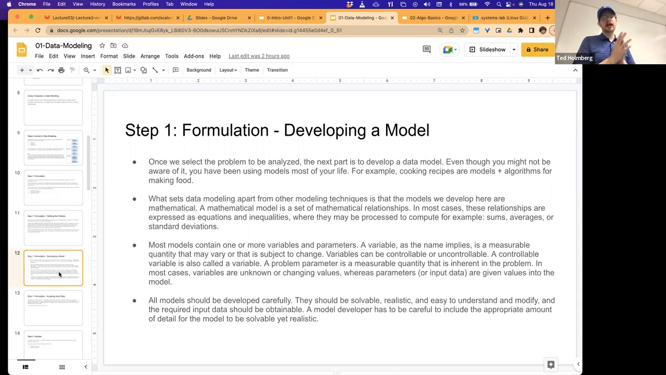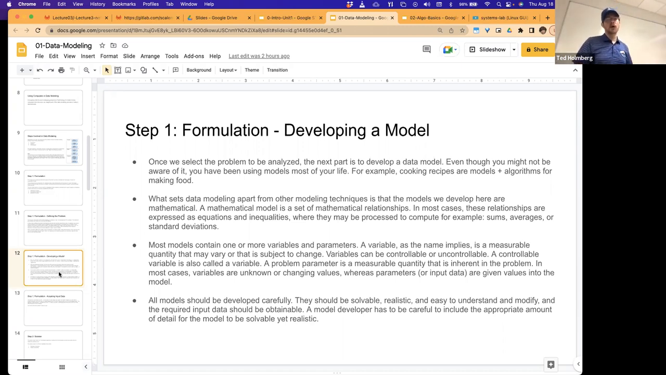Okay, so once we select the problem to be analyzed, the next part is to develop a data model, even though you might not be aware of it. You've been using models most of your life. For example, cooking recipes are models plus algorithms for making food. What sets data modeling apart from other modeling techniques is that the models we develop here are mathematical. A mathematical model is a set of mathematical relationships. In most parts, the relationships are expressed as equations and inequalities, where they may be processed to compute, for example, things like sums or averages or standard deviations.